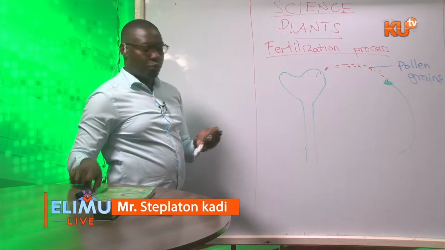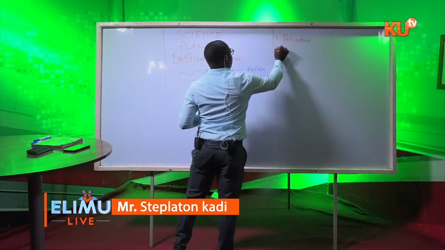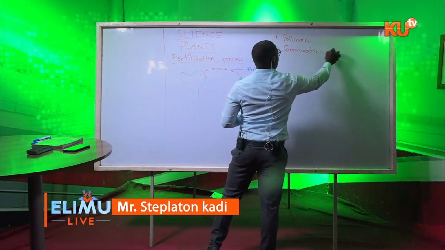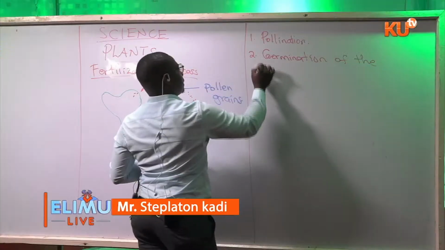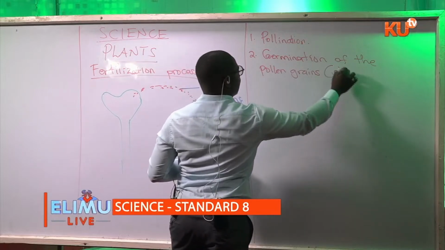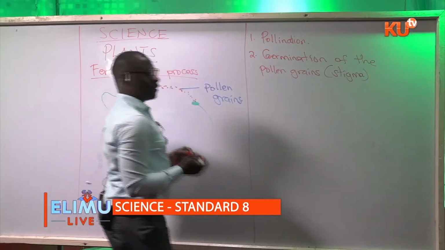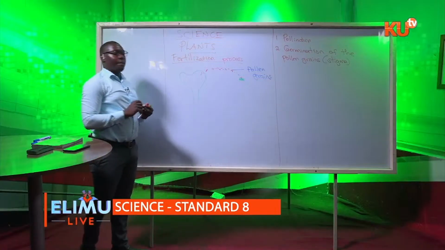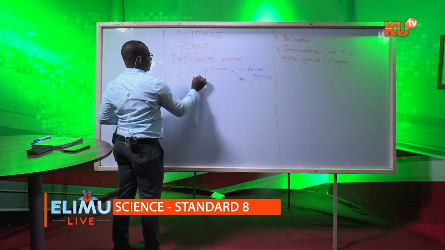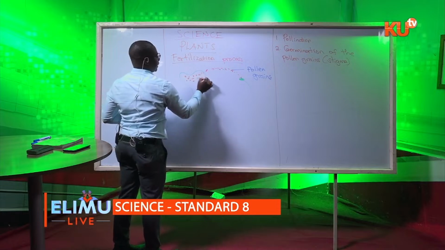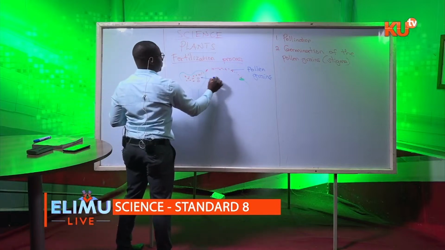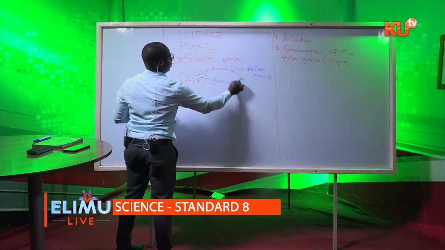Now, process number two, we talk about germination of the pollen grains. Germination of the pollen grains takes place in the stigma. Once the pollen grains reach here, they start to germinate. So the next process that happens in the stigma is germination of the pollen grains.